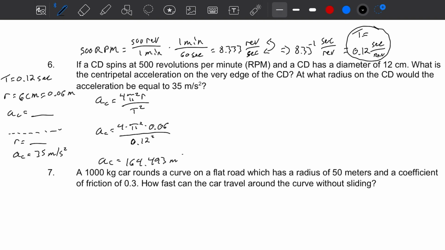Oh, that's close. 164.493 meters per second squared. Now, in the second half of this question, as you change positions on the CD, your period doesn't change.